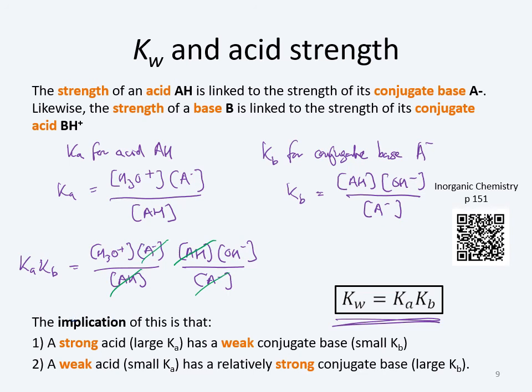The implication of this is that if Ka is big, then Kb has to be small. If Ka is big, it means the equilibrium lies to the right, which is what an equilibrium constant means. Therefore the equilibrium for Kb is lying to the left, and it's small. Likewise, if you have a weaker acid with a smaller Ka, it's going to have a stronger conjugate base, a larger Kb. So again, it talks about the position of the equilibrium in both of these situations.